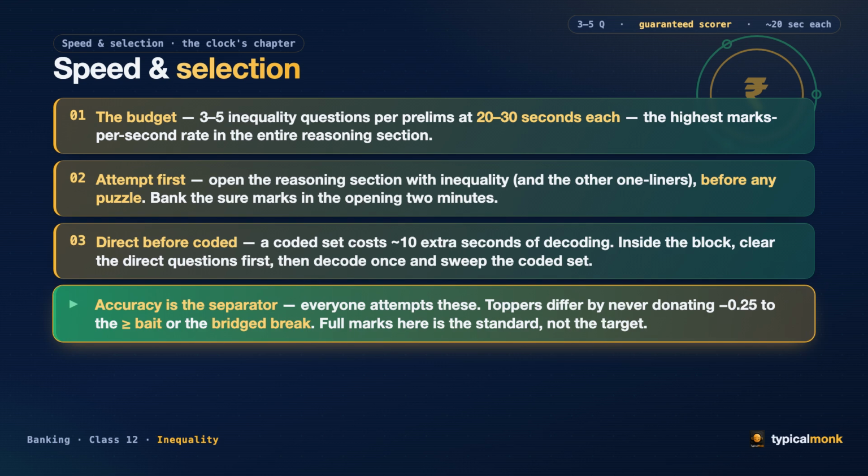And the master rule. Here, the separator is accuracy. Everyone attempts these. Toppers stand apart because they never donate minus 0.25 to the greater than or equal to bait or to a bridge over a broken chain. In this chapter, full marks is not the target, it is the standard.